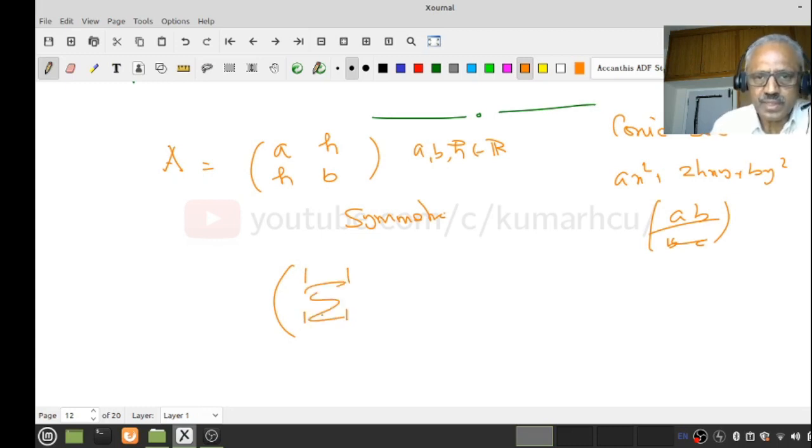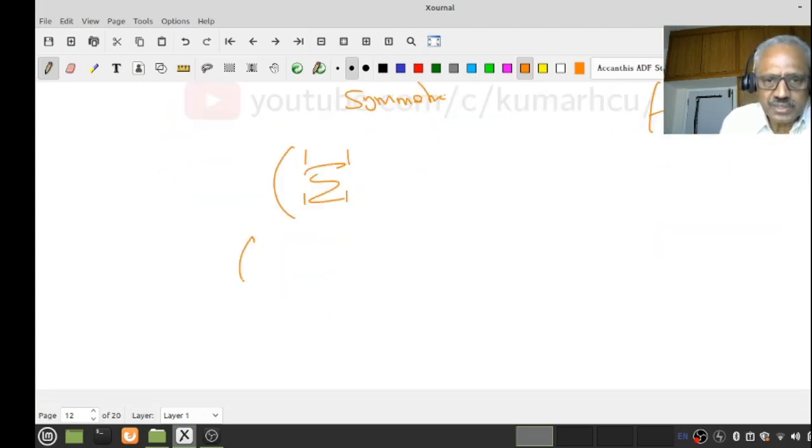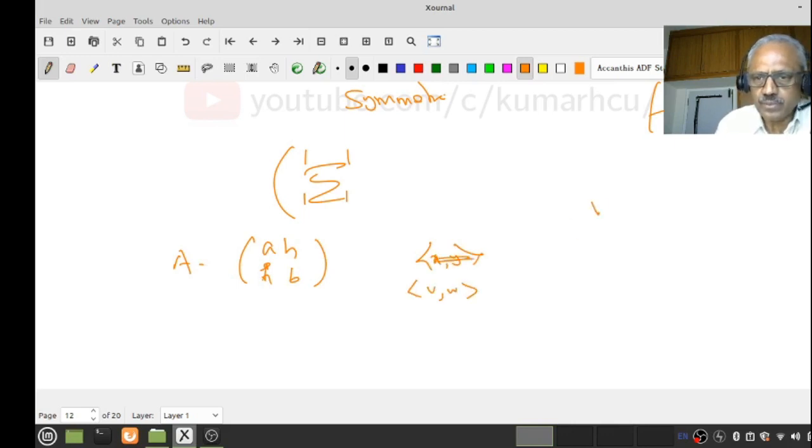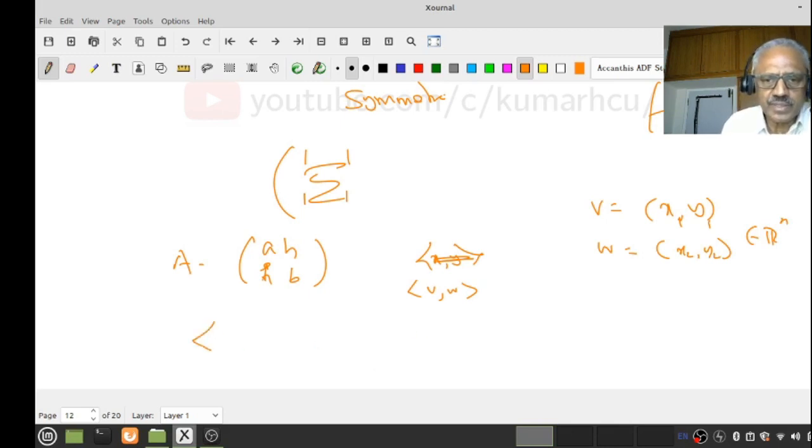Now let's look at the simplest symmetric matrix. Okay, let us do that. So suppose this is a symmetric matrix with entries a, h, h, b. This is my symmetric matrix, and therefore what is the inner product of two vectors, let us say V and W? Now I will stick to the standard coordinate system. Okay, x1 y1 and x2 y2, these are vectors in R2, right? So what is the new inner product now? V, W.